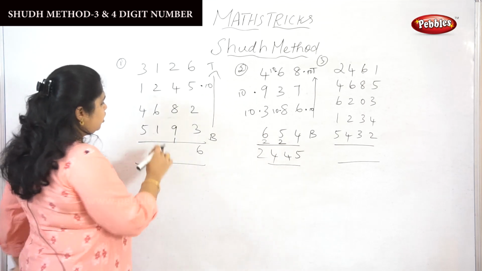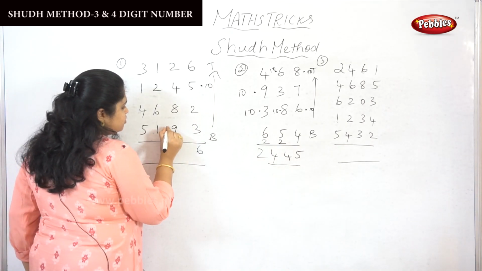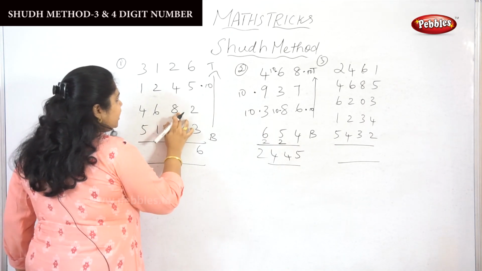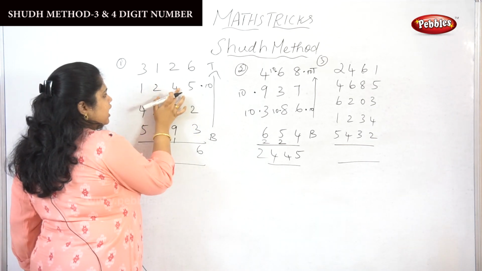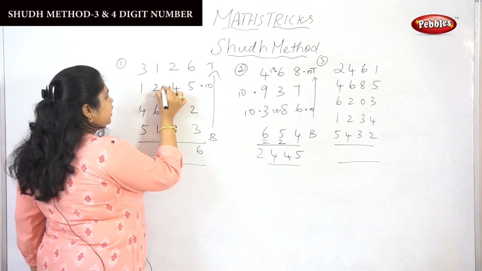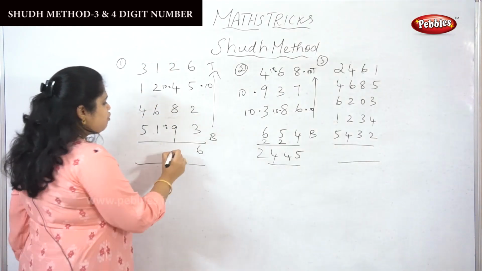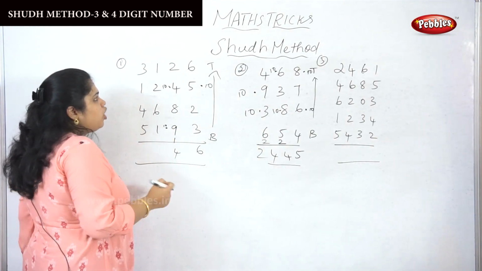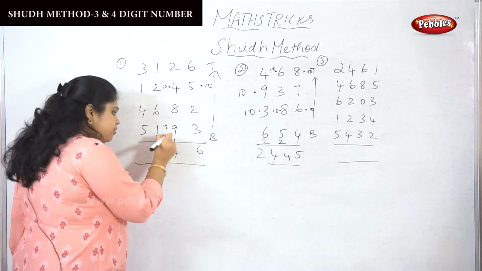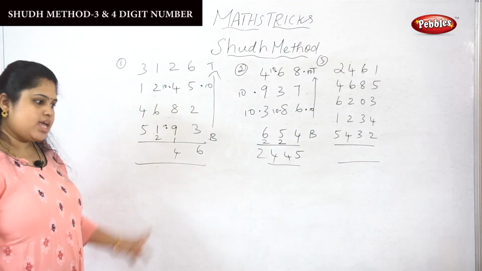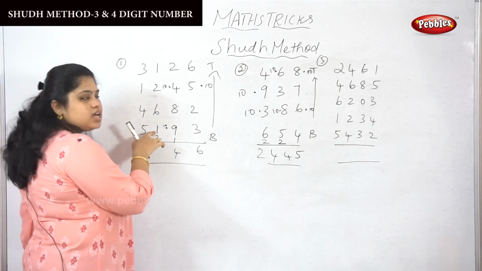So 9 and 1 is 10. So I am just leaving a 10. So 8 and 4. 9, 10, 11, 12. So I am leaving a 10 here. I am just taking a 2 to the next number. 2 and 2 is 4. So how many 10s have I got? 2 10s I have got. So I am writing the 2 to the next number.